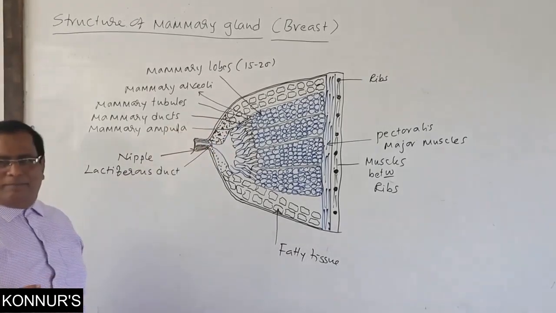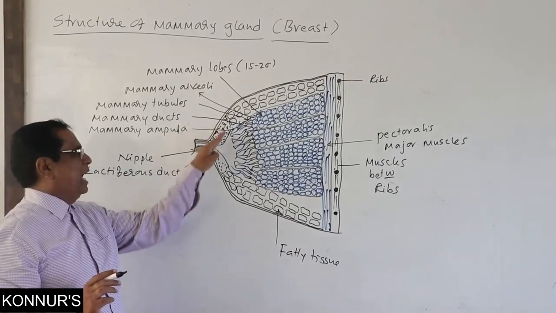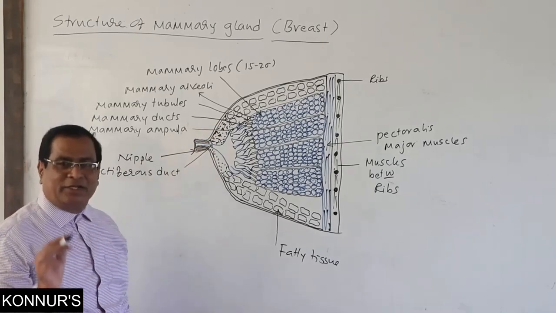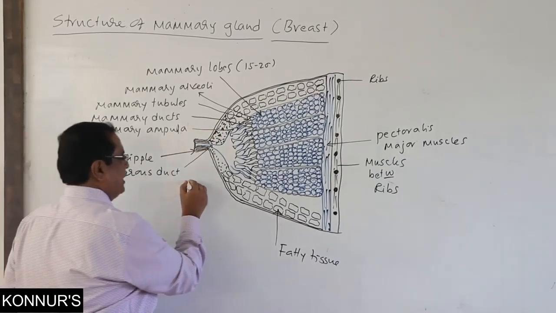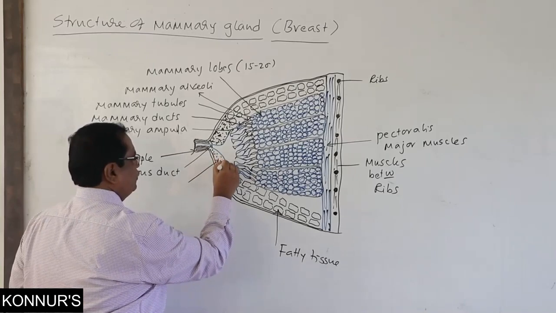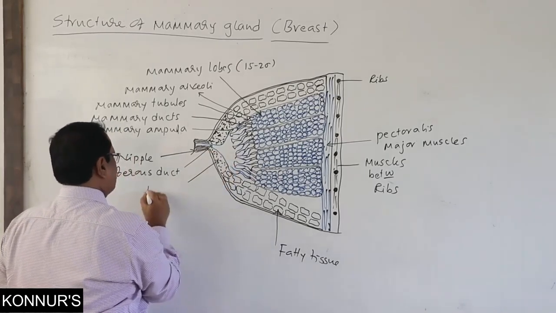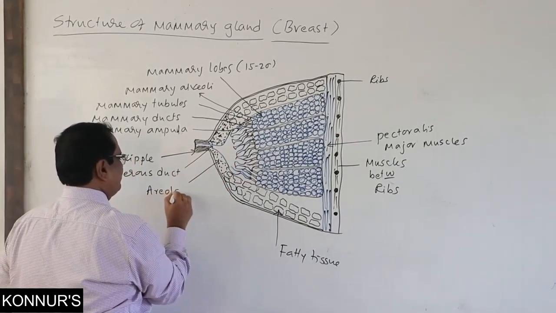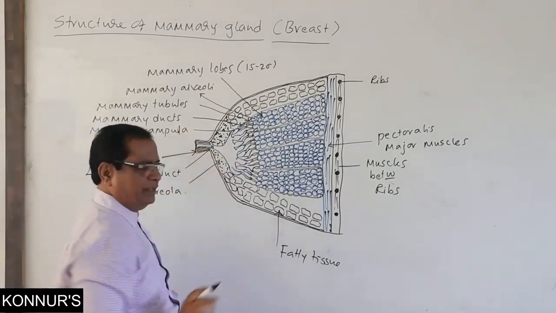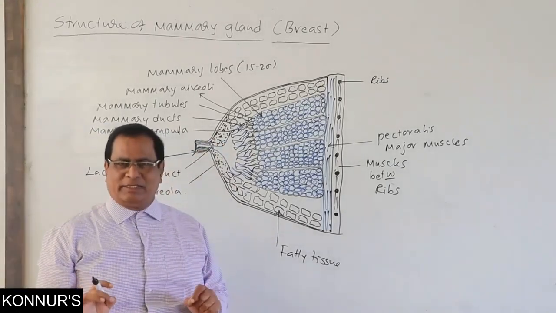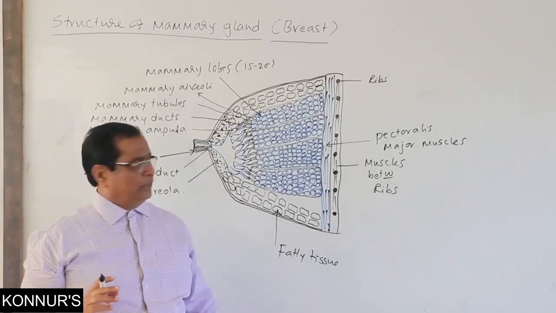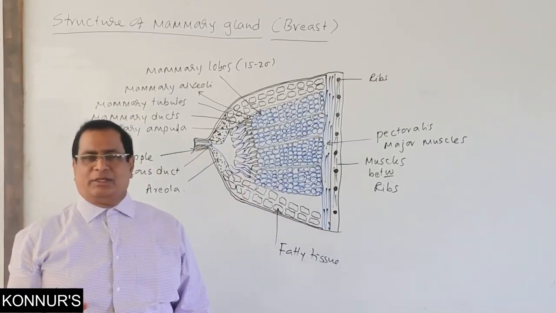Around the nipple, there is a dark stained tissue. That dark stained tissue is named areola. This is about the structure.